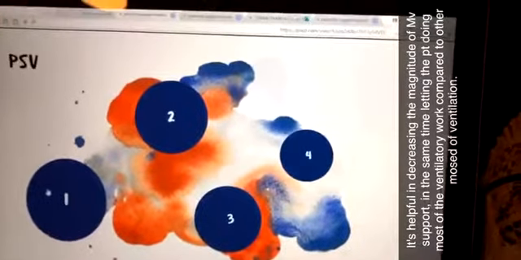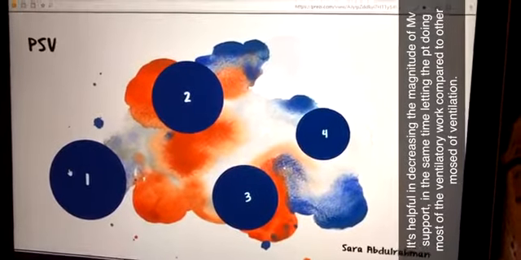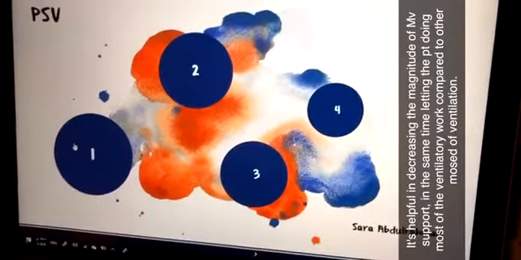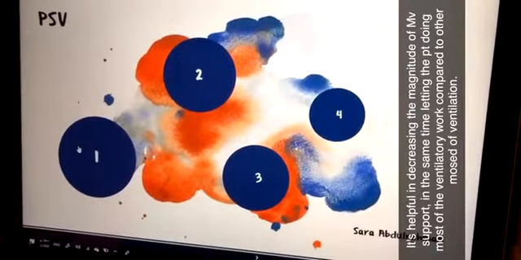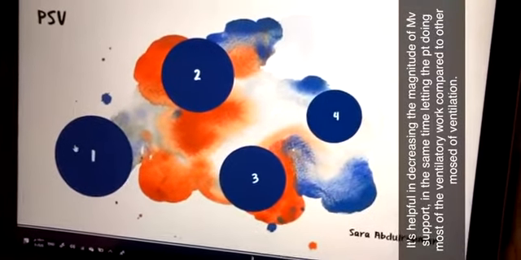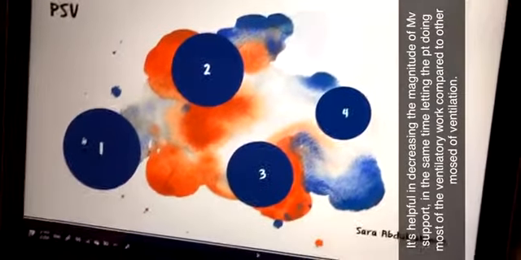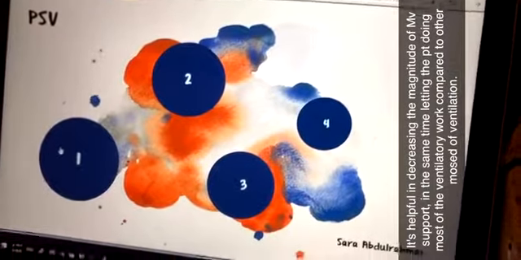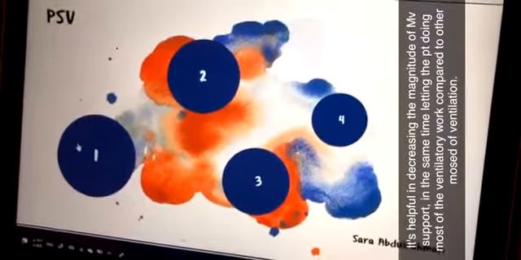as I was saying, despite those disadvantages, PSV mode is largely used as a weaning mode for patients from ventilatory support, because it provides a simple way to reduce the magnitude of mechanical support while the patient at the same time is doing all, let's say most, of the ventilatory work needed.